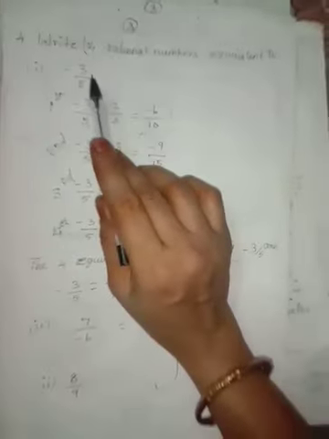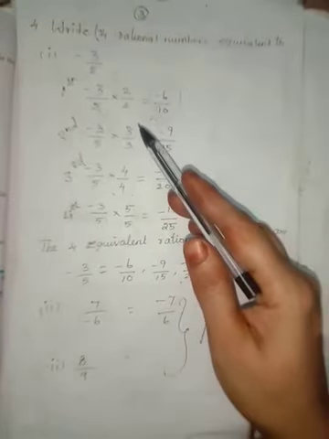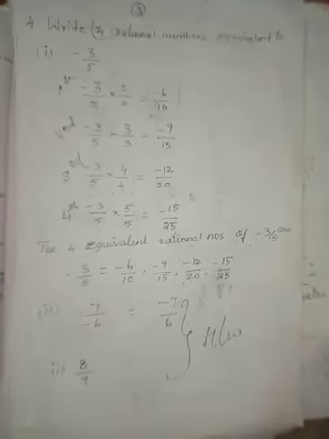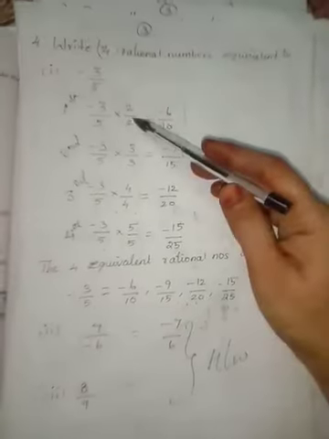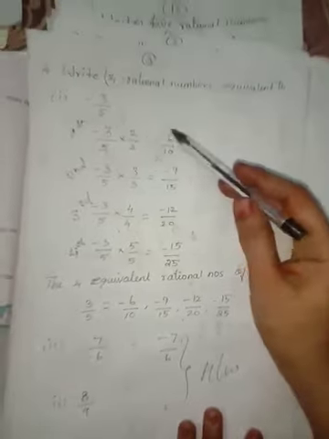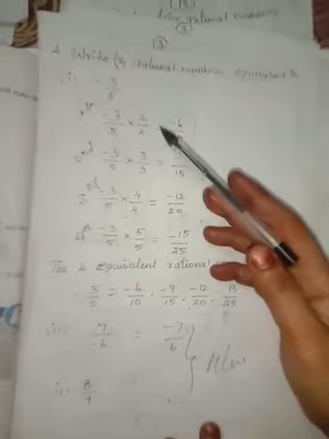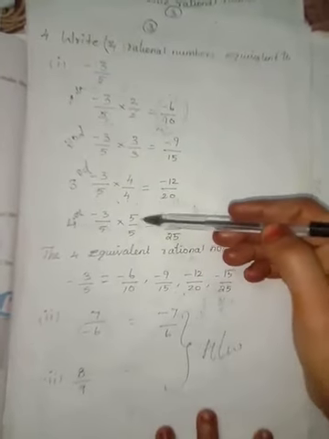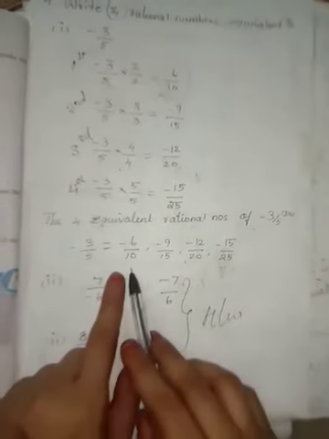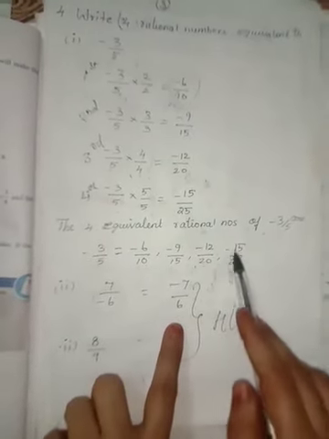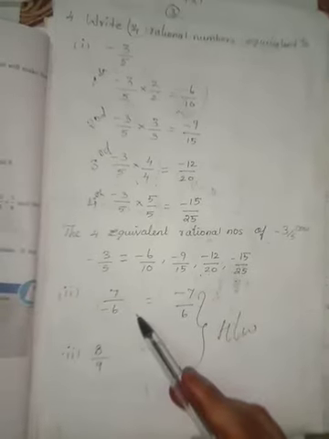Write 4 rational numbers of minus 3 by 5. We must convert minus 3 by 5 into 4 equivalent rational numbers. When you multiply the numerator and denominator by the same number, we get an equivalent rational number. Similarly, we can find the other 3. That's why multiply by 2, 3, 4, 5. We get the 4 equivalent rational numbers: minus 6 by 10, minus 9 by 15, minus 12 by 20, minus 15 by 25. I will do sums as homework.